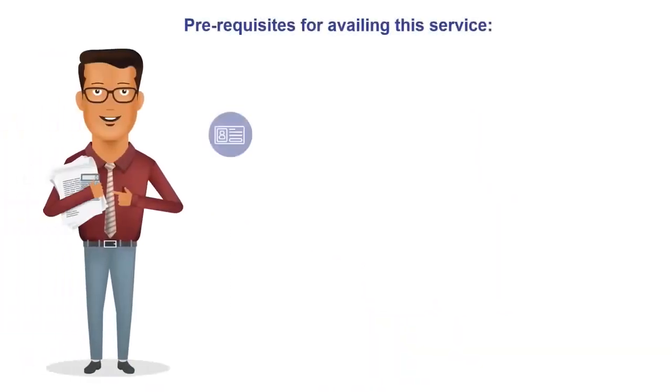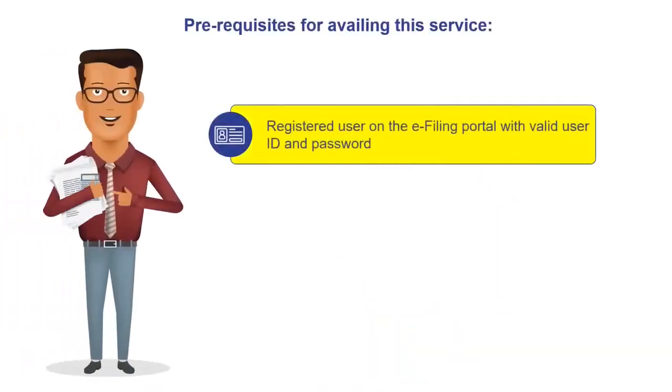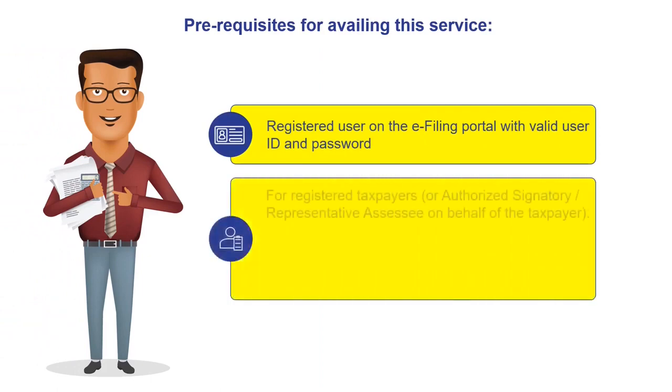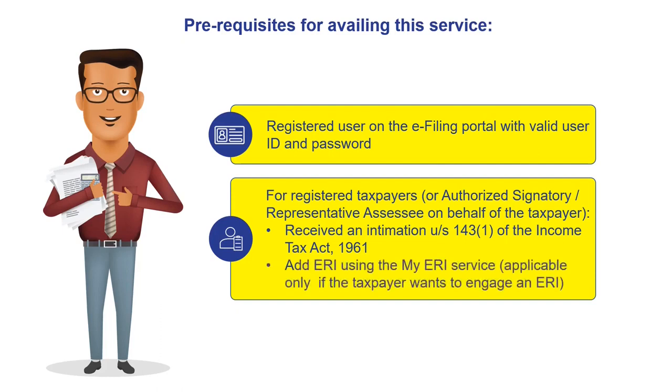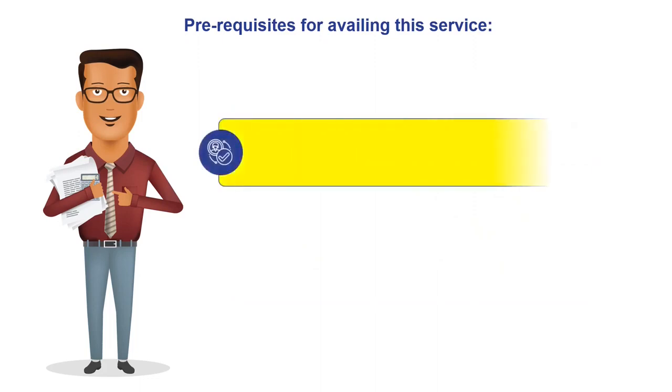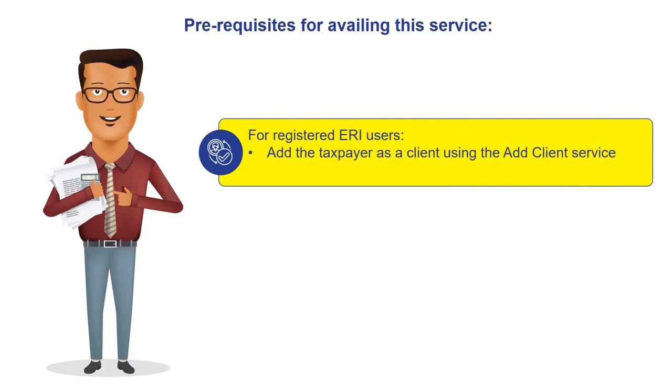Let us now look at the prerequisites for filing a rectification request. The taxpayer should be a registered user on the e-filing portal with a valid user ID and a password. The taxpayer must have received an intimation under Section 143(1) of the Income Tax Act. If it wants to file rectification through an ERI, it must add ERI using My ERI service. If the rectification is required to be filed by the registered ERI user, then it has to add the taxpayer as a client using Add Client service, and it must ensure that the ERI status is active.